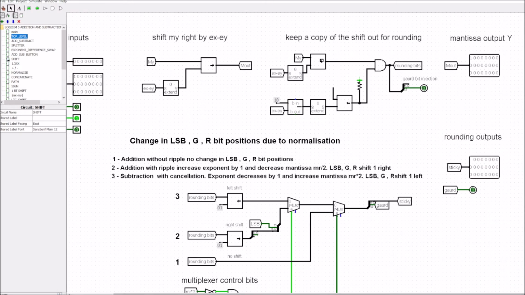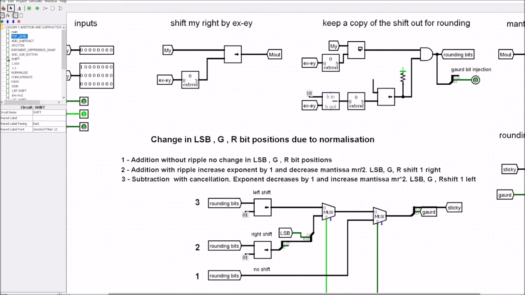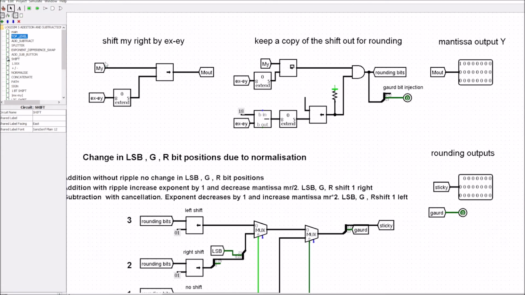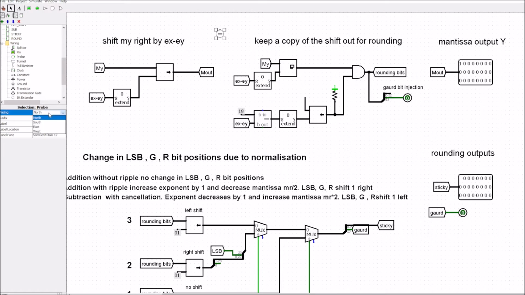Now if you get confused, remember that you can always go in and add probes. If you go to the wiring, you've got the probe, and you can add in a probe and face it, say south, and it will give you the values at those points, and you can compare these to what we have in the spreadsheet. So I suggest that when you're working through these examples you do exactly that. Okay, so we'll talk through this section first.